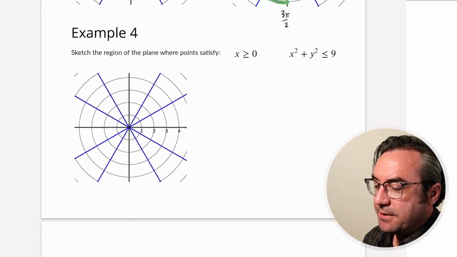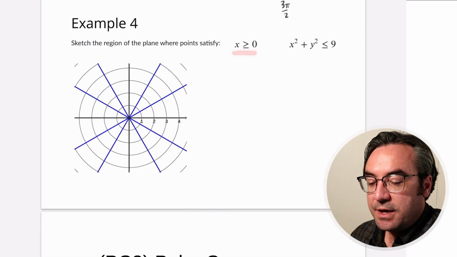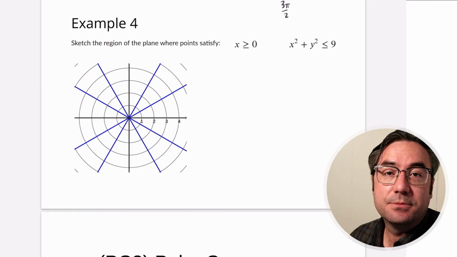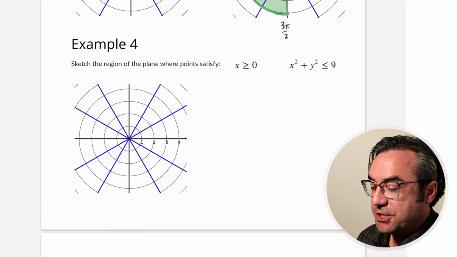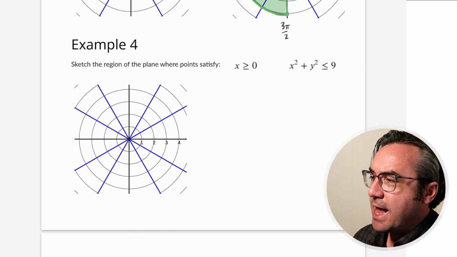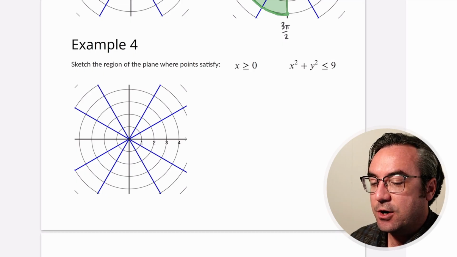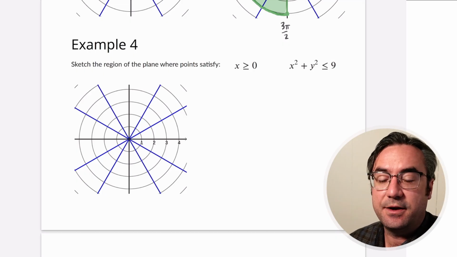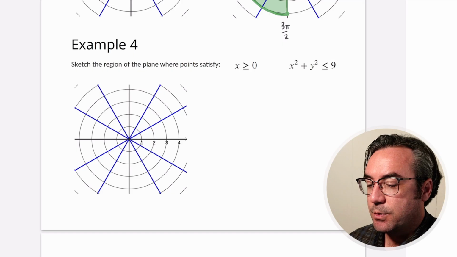Now this one's slightly different because we're given inequalities in terms of Cartesian coordinates, and we want to sketch the region satisfying these inequalities. And we're going to add a little bit extra to this. Let's also get the inequalities for r and theta. So that's what we're going to try to do.